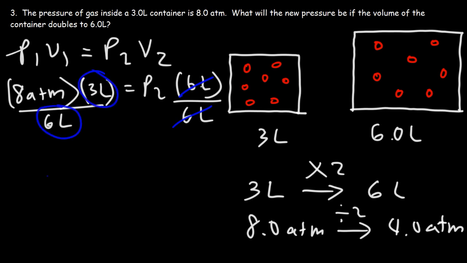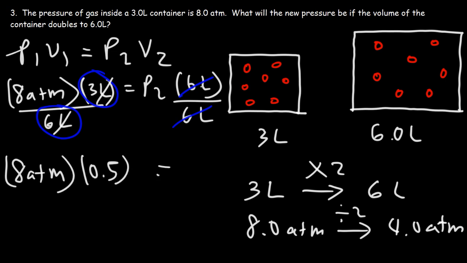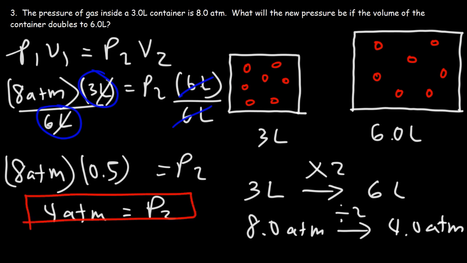3 divided by 6 is basically a half, or 0.5. And the unit liters will cancel. So it's going to be 8 atm times 0.5, and half of 8 is 4. So that's another way in which you can get the answer. So the new pressure is going to be 4 atm. So make sure you understand that concept. As the volume of a gas increases, the pressure decreases.